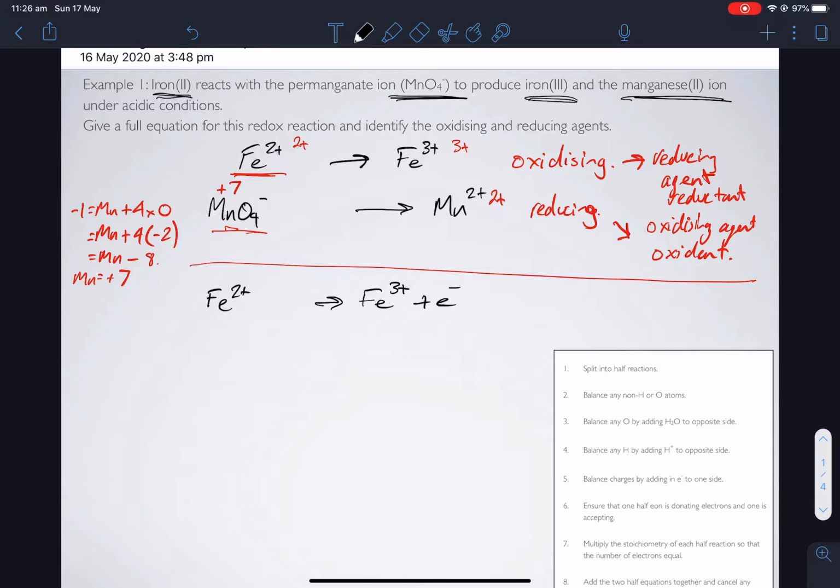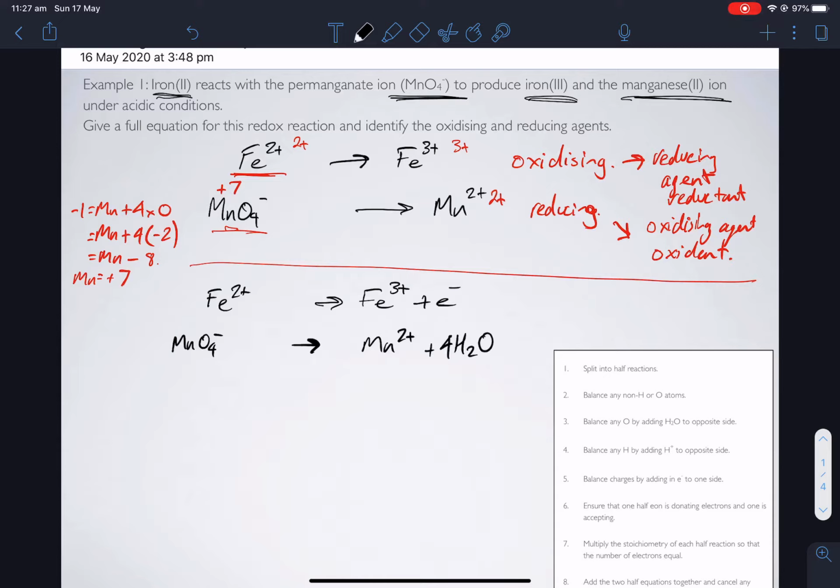Now let's do the permanganate one. MnO4 minus, and leave a bit of space, Mn2 plus. Okay, let's start at number 2. Balance any non-hydrogen or oxygen atoms. Well, 1 manganese on each side. We're balanced. Okay, balance any oxygens by adding waters to the opposite side. We've got 4 oxygens on the left with the permanganate, so we need 4 oxygens on the right. So we need 4 waters on the right.